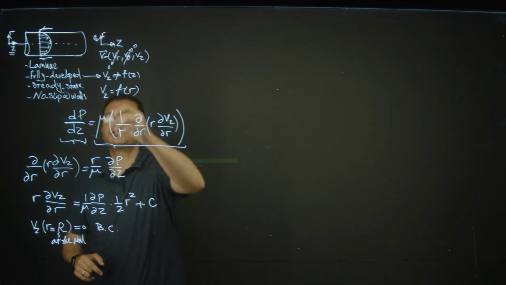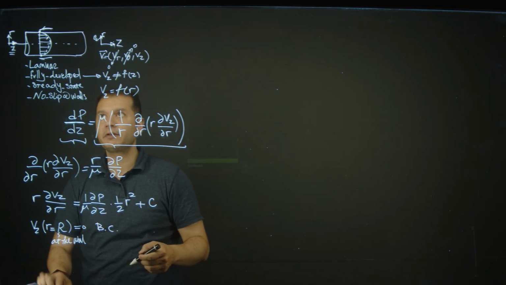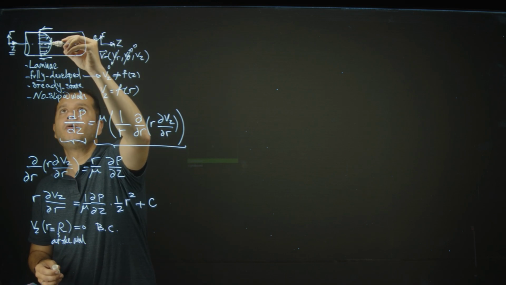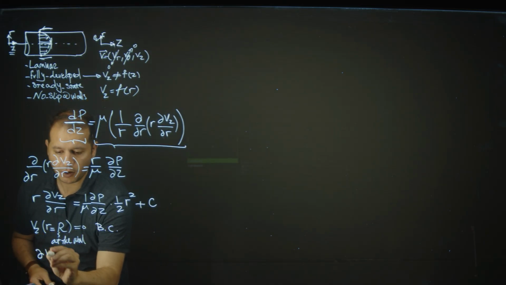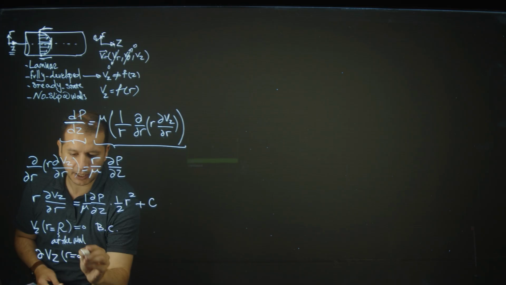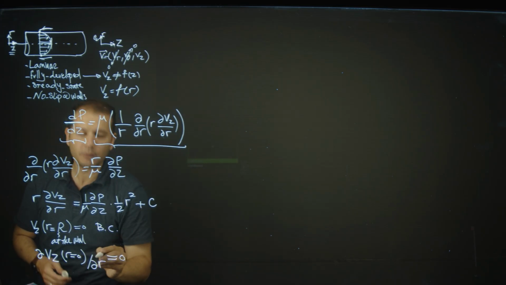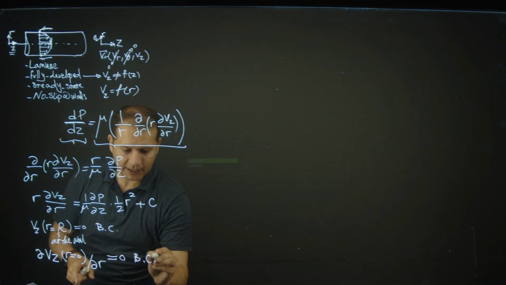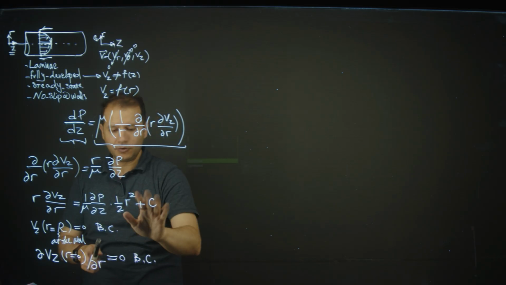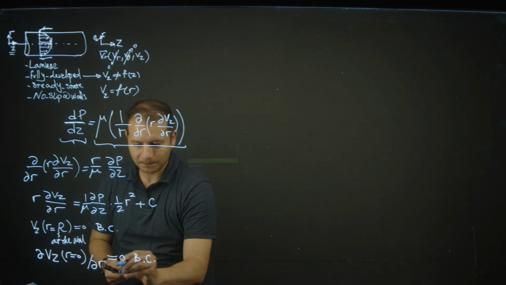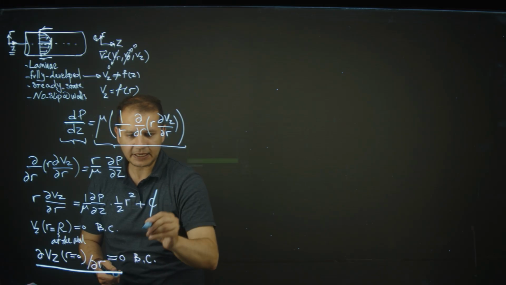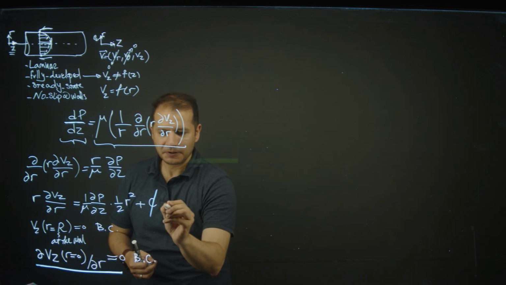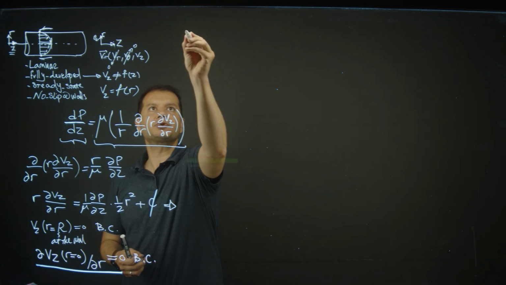There is one other boundary condition that is very intuitive because of the symmetry of the problem. Look at the center line. The derivative of Vz with respect to r at the center line should be 0 because of the symmetry. This boundary condition is very helpful, because when I put r equal to 0, it helps me get rid of c. So c is 0.